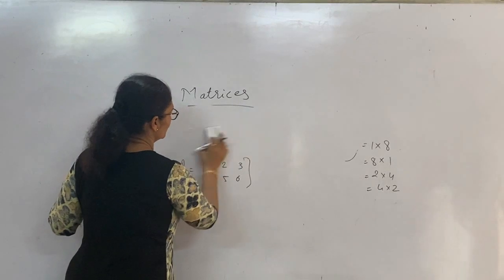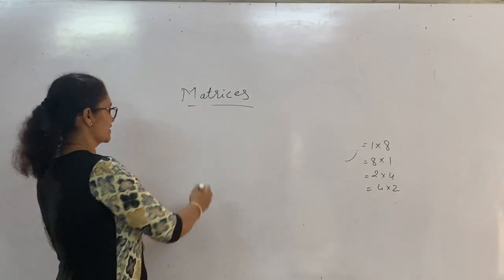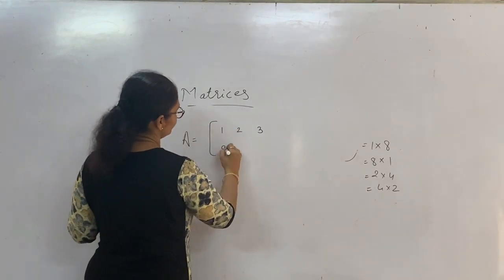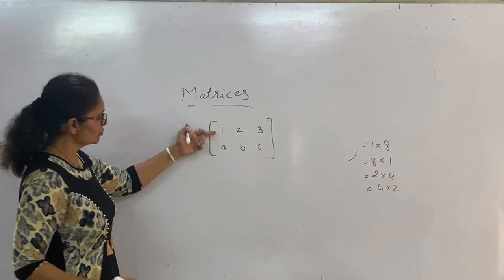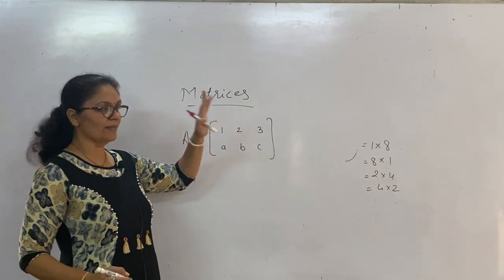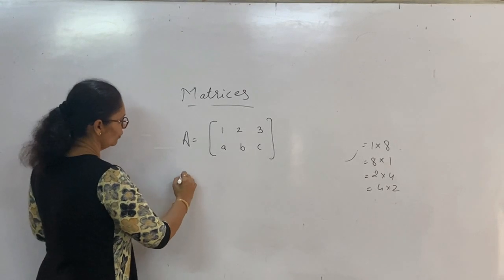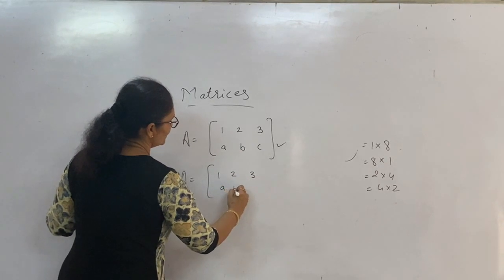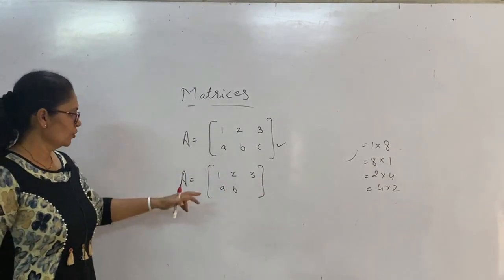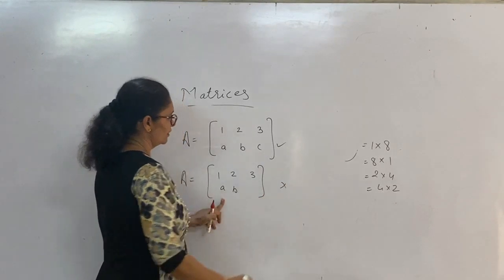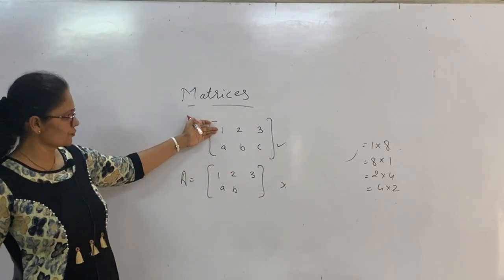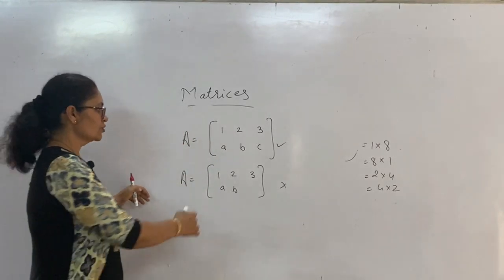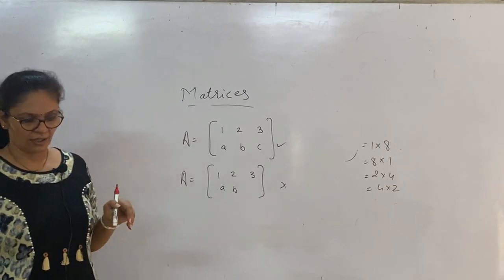Okay, one more thing. When you write a matrix, remember that in each row the number of elements should be the same. Here there are 3 elements in the first row, 3 elements in the second row. But if I have written 1, 2, 3 in the first row and in the second I have written only a and b, then this is not a matrix. If there are 3 elements in the first row, then compulsorily there must be 3 elements in the second row also. So this is called a matrix, but this one is not a matrix.